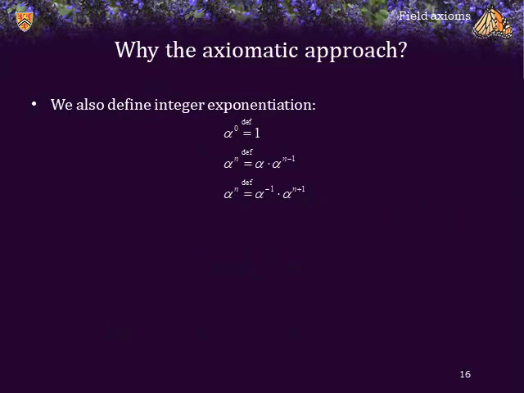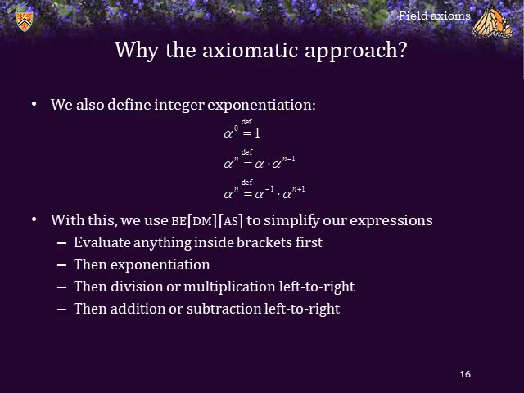We can also define integer exponentiation. Alpha to the 0 for any alpha is defined as the multiplicative identity, or 1. For n greater than 0, alpha to the 7 is equal to alpha times alpha to the 6. And for n less than 0, alpha to the negative 5 is the reciprocal of alpha times alpha to the negative 4. So all these definitions and rules, together with BEDMAS, allow us to simplify our expressions.